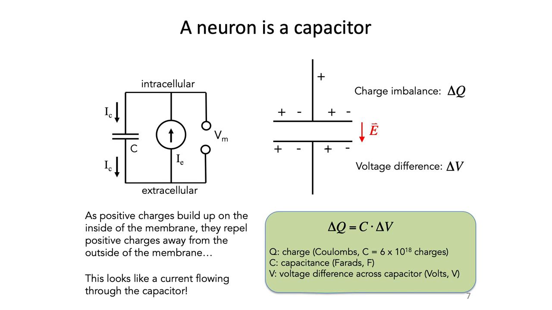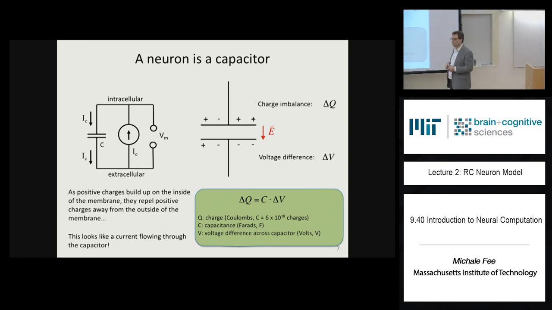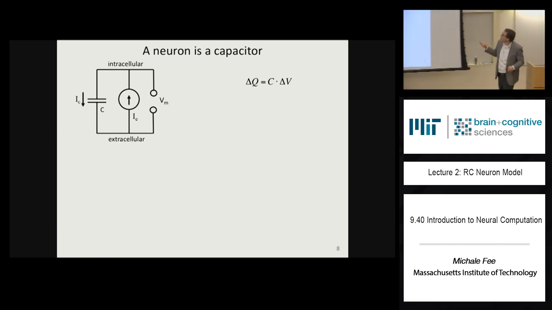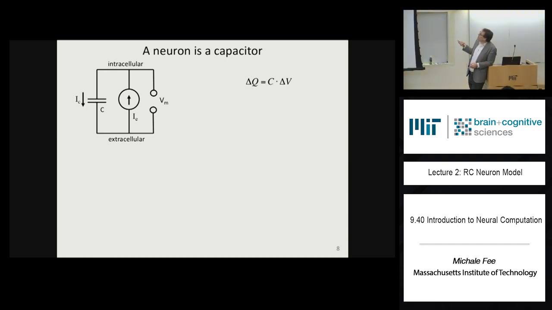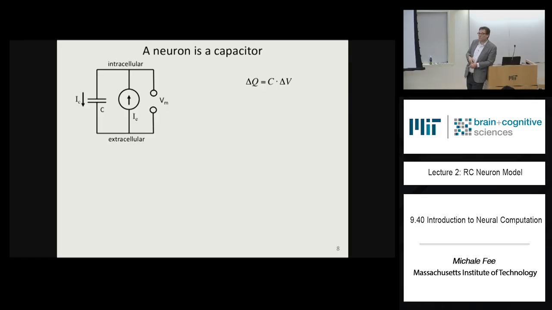So charge is in coulombs, and there are 6 times 10 to the 18 elemental charges in a coulomb, electron or monovalent ion charges. Voltage is in units of volts, and the capacitance is in units of farads. Any questions? All right. So we have our relation between voltage difference and charge difference. And what we're going to do is calculate this capacitive current. How do you think we would calculate the capacitive current?